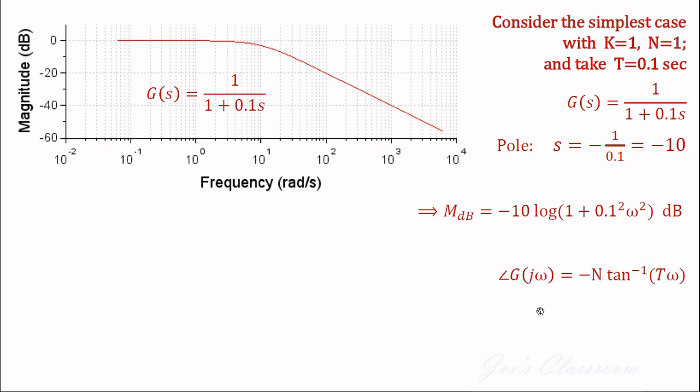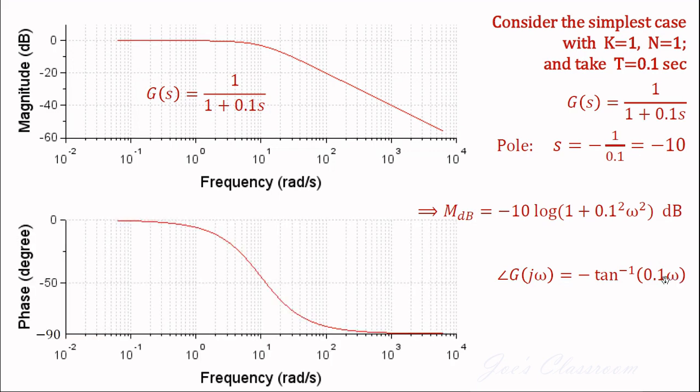And similarly, the angle is given by minus n times tan inverse of t omega. So again here n is equal to 1 and t is equal to 0.1. If I replace with those values, this is what is going to be the phase plot. And this is also a function of omega. And if I plot it on a semi-log sheet, this is the graph we will get.